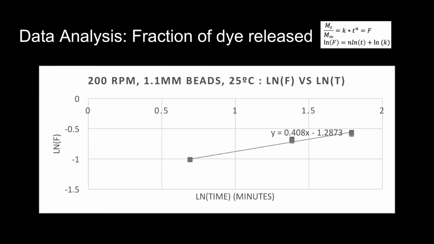In this plot, the slope is 0.408, which would be the diffusional exponent, and the y-intercept, negative 1.2873, would be the natural log of K, giving us a K value of 1.508. We only graph the first 60% of release behavior in order to accurately measure n and K.